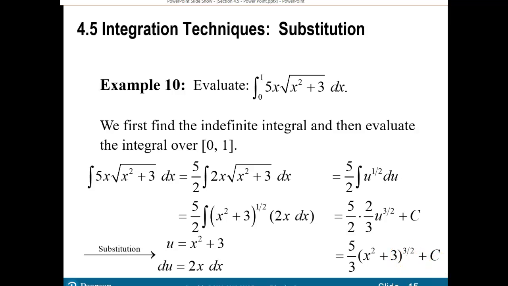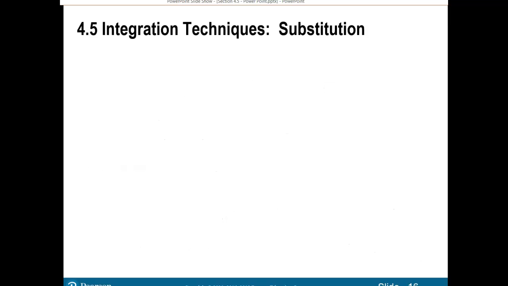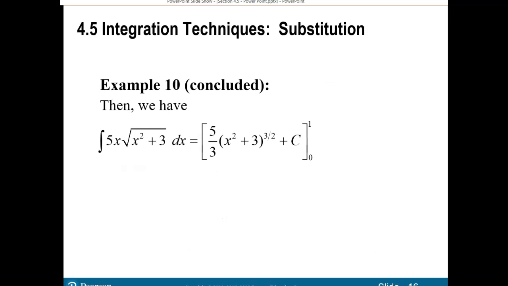So the only difference is now we have to evaluate from 0 to 1. Now you really don't even need the plus c. You're going to see it cancel out. Remember when we did indefinite integrals before, we didn't worry about that. So if you have it in there, it's fine, but you don't really need it. So evaluate now between 0 and 1.